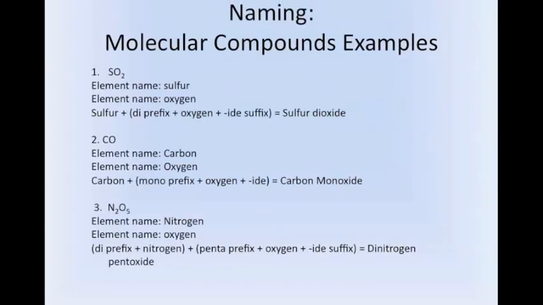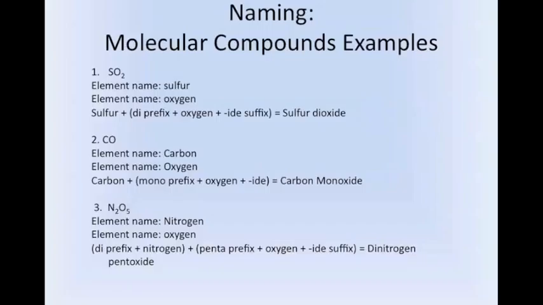So here's some practice. We see SO2. Sulfur and oxygen are the two elements, and the sulfur just takes its name, sulfur. But we also see that the oxygen has a subscript of two. This points us to adding di, which is a 2 prefix, to the oxygen, in addition to the IDE suffix. So we get sulfur dioxide. Some may think that this would be monosulfur dioxide, but this is incorrect because no compound takes the prefix mono on the first element.